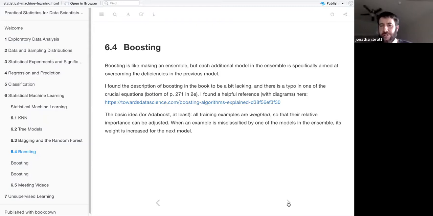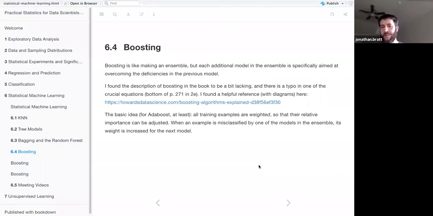I confess that the description in the book didn't help me a whole lot. And frustratingly, there was a typo at a crucial point when I was really trying to understand, how could this work? And so I finally looked at another reference, and I found a correct expression, the correct equation, and some nice pictures. I'm going to show you some pictures in the next slide in a minute. But in the book, they go over one of the boosting algorithms, AdaBoost. I think there's a few different boosting type algorithms.